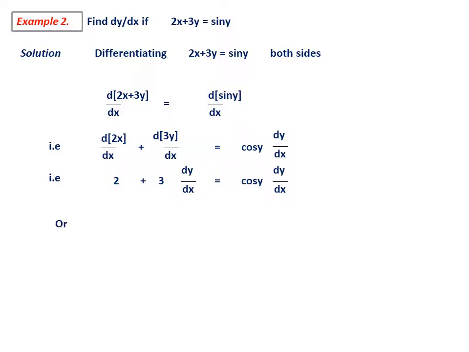Therefore we can simplify like this. Cos y into dy by dx you can take left side, and 2 you can take right side. So this is the next step. Now what is asked is dy by dx. Therefore write dy by dx equal to minus 2 by 3 minus cos y. Of course if you want you can also change the sign. 2 by cos y minus 3 also you can write. So that is left to you. So this is the answer.